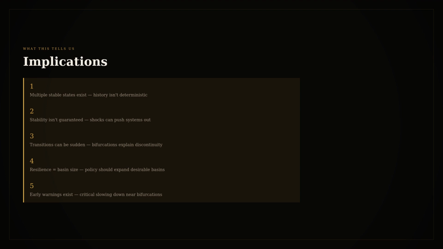Third, transitions between equilibria can be sudden. Bifurcations mean gradual pressure can produce discontinuous change. Revolutions, collapses, and rapid democratizations become mathematically explicable. Fourth, resilience depends on basin size. Some equilibria are more robust than others. Policy should aim to expand the basin of desirable equilibria, not just reach them.